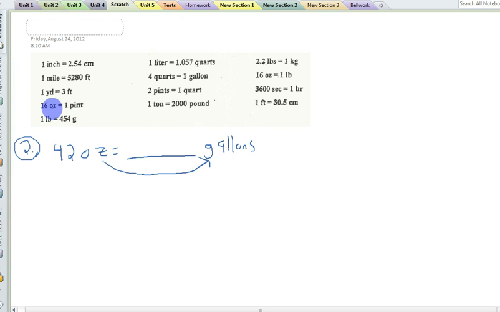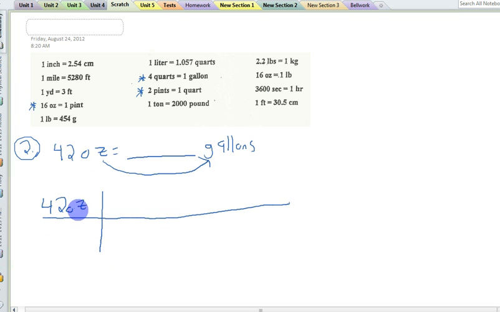Well, I see ounces here, and that gets me to pints, so that's going to be the starting place right there. Well, I need to get to gallons. I know that 4 quarts are in a gallon, so that's another factor I can take advantage of, but can I get between pints and quarts? And if I look at this one right here, I have a way to now get from pints to quarts.